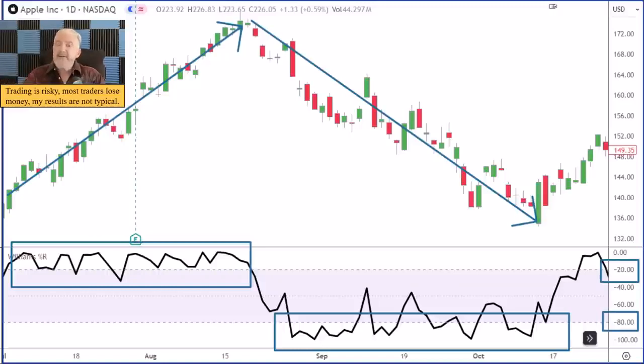Now, this is a great indicator. It keeps you on the right side of the market. It keeps you on the strong side of the market. But what it doesn't do is give you a pinpoint entry.